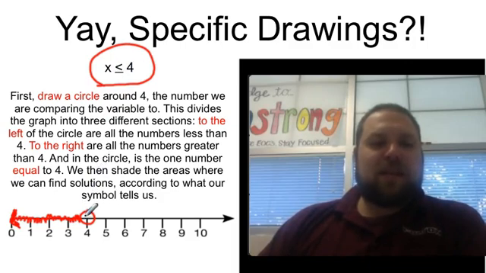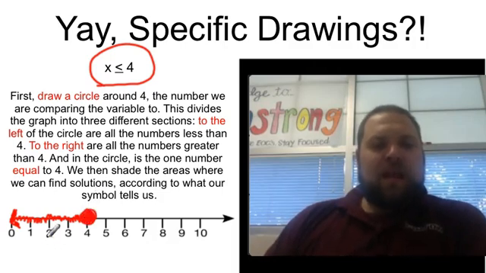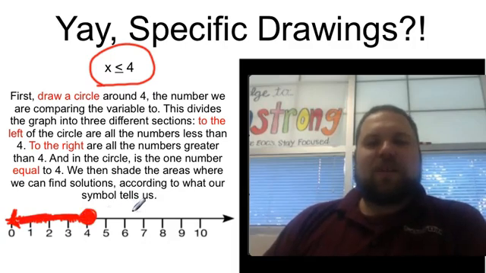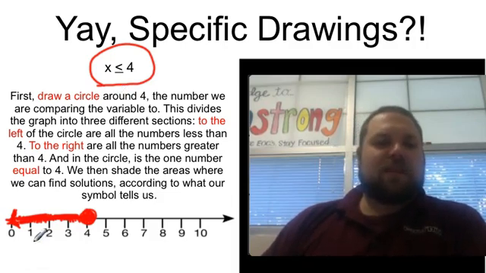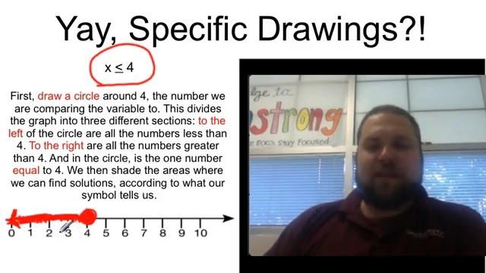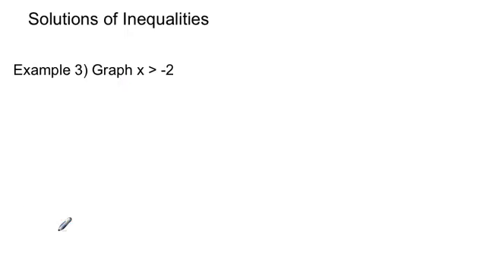But x could also be equal to 4. So I'm going to fill in that circle and make it what we call a closed circle as well. And so now what I've done is I have colored in all the portions of my graph where I can find solutions. So any number that's shaded in is going to be a solution to this. For instance, 3 is shaded in. If I substitute that in, 3 is less than or equal to 4. And so now I've shaded in all my numbers, and I know any number that is in that portion of the number line that is shaded is going to be a solution.